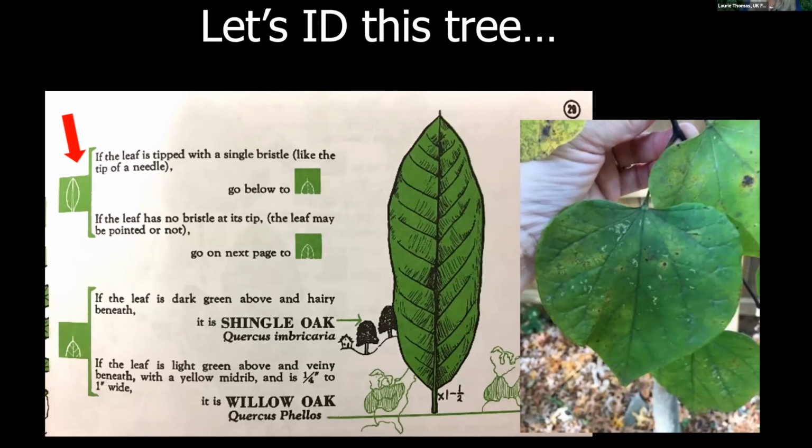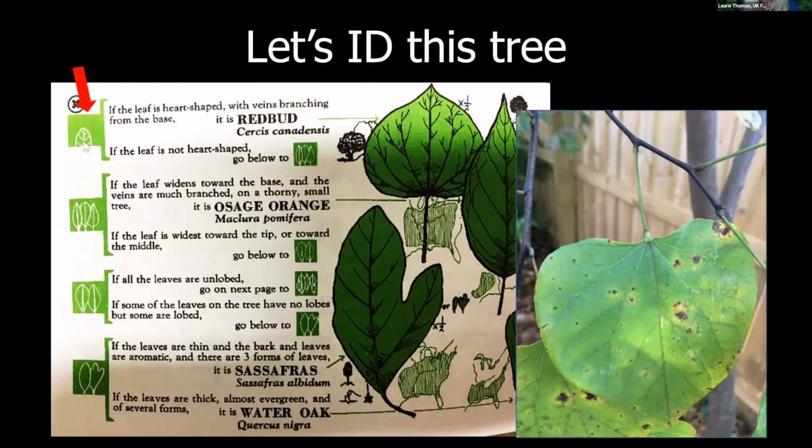Now this is asking us about the tip of the leaf, and we didn't discuss this, but there's not a whole lot of times this pops up, but it's easy enough to figure out. It says if the leaf is tipped with a single bristle like the tip of a needle, and it'll be a hair, you can tell there will be a part that sticks out, and you can even see it in this diagram. Or if the leaf has no bristle at its tip, but the leaf can be pointed, and our leaf is pointed and it doesn't have a bristle tip. So we want to follow this diagram over to the next page, that little symbol over to the next page, and it's the very top bracket because there's no bristle tip.